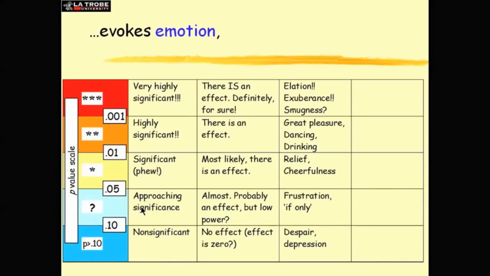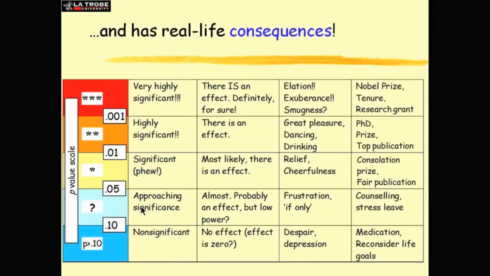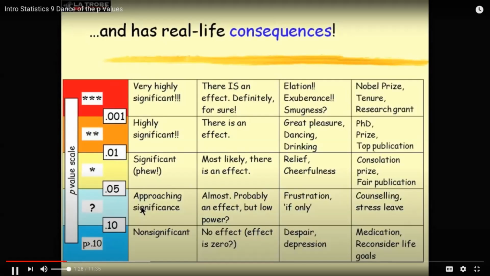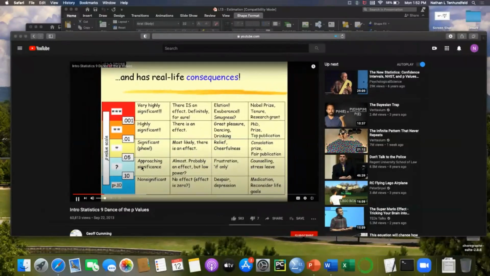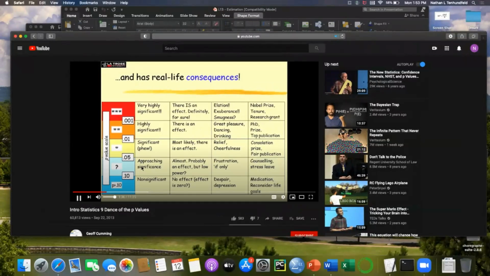And this evokes emotion. P has affect attached. And it really matters. People make decisions in the world based on values of P, whether you get tenure or not. And so it's central in everyone's thinking about research.